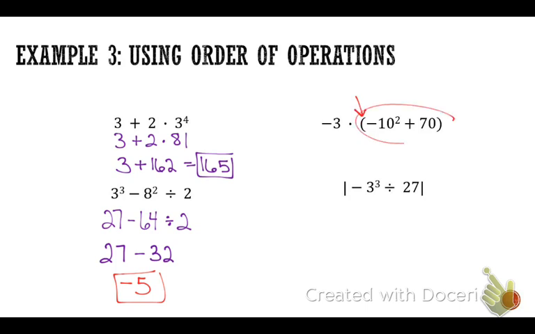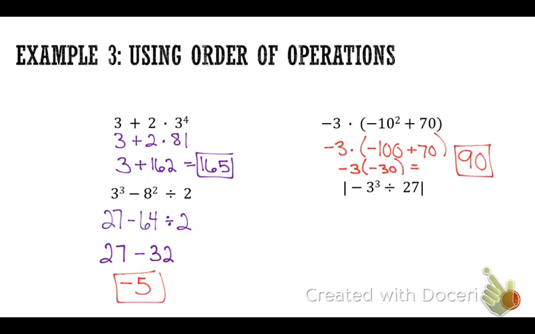No, that parentheses means the whole thing is in parentheses. If negative 10 was in parentheses, there would be another set of parentheses. Because it's not in parentheses, it's like saying there is no negative here. It's 10 squared, which is 100, and then it's negative. So this is actually negative 3 times negative 100 plus 70. And what's negative 100 plus 70? Negative 30. Negative 3 times negative 30 is positive 90. Okay? You see how that can skew your answer real quick. So that's what we need to pay attention to.